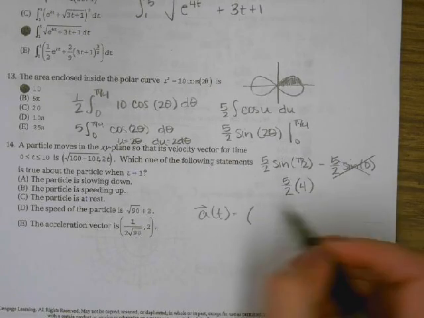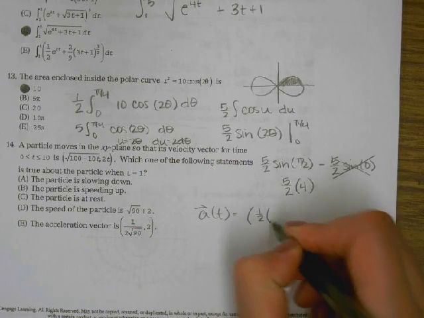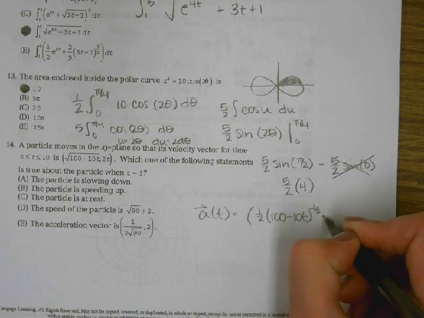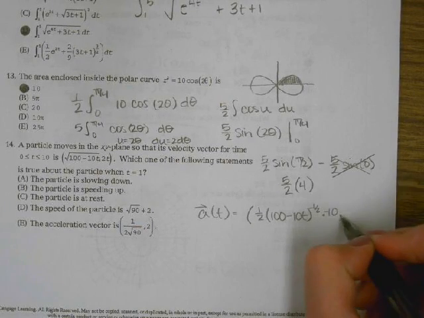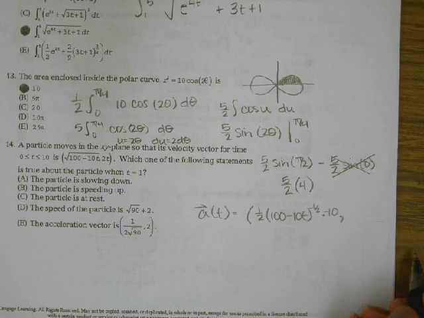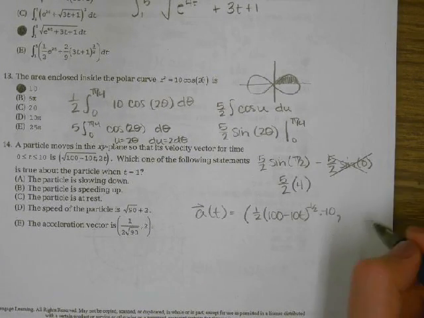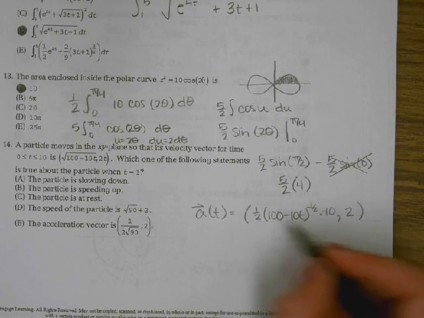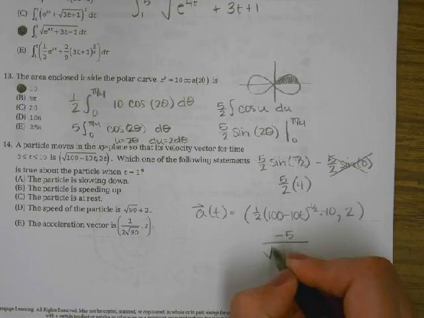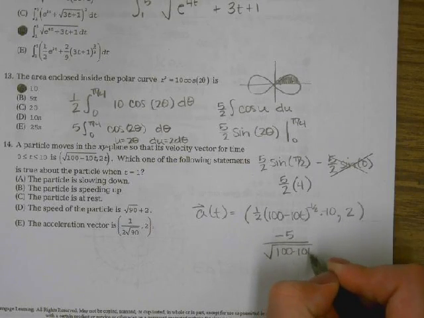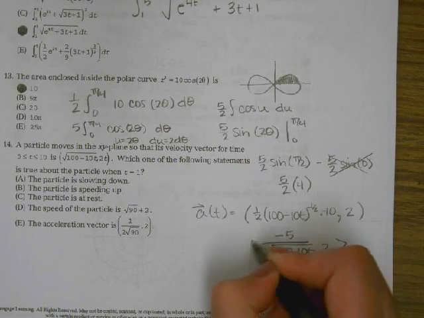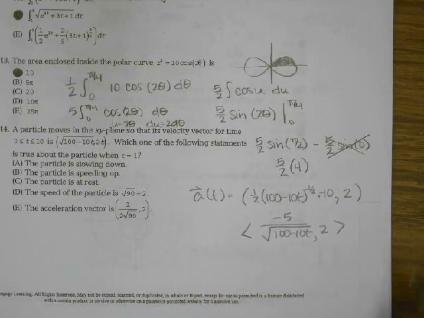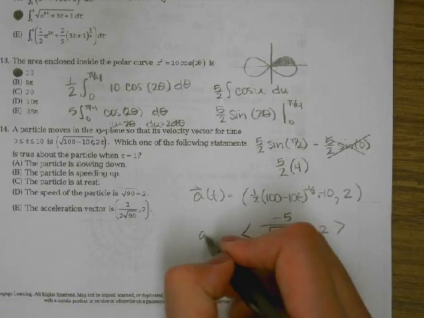So the acceleration vector is going to be 1/2 times 100 minus 10t to the negative 1/2 times negative 10. That was me doing the chain rule. The derivative of 2t is just 2. So this is negative 10 times 2, which is negative 5 over the square root of 100 minus 10t. All right, so there's our acceleration vector.